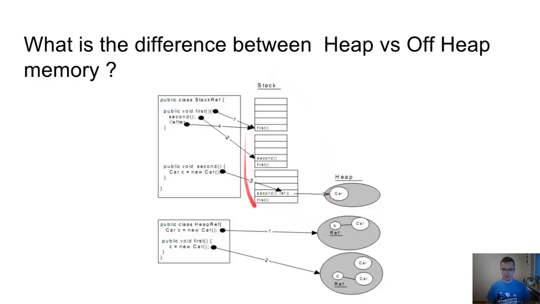So this is the off-heap memory and heap memory here. And as you can see here, we have a local variable, new car. So we have second here on a stack, which is referencing the object on the heap. And the same situation here. Okay, so we have here the heap reference class with an instance variable which directly references the heap object.